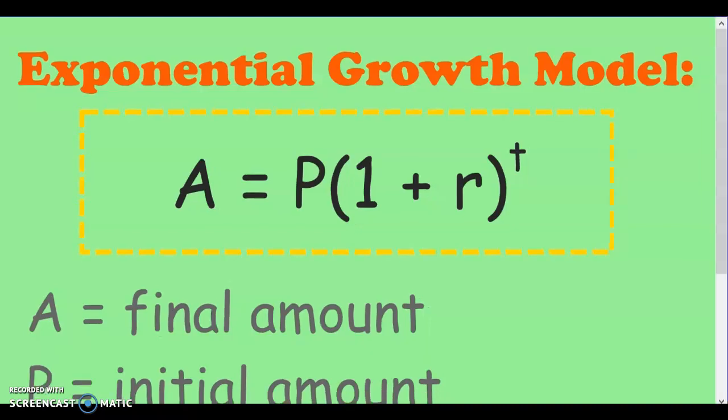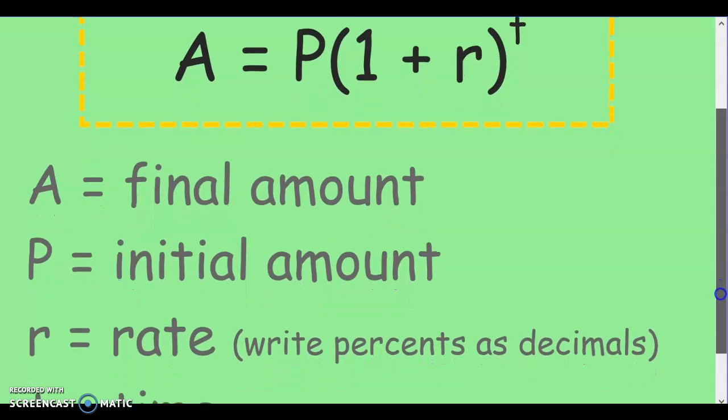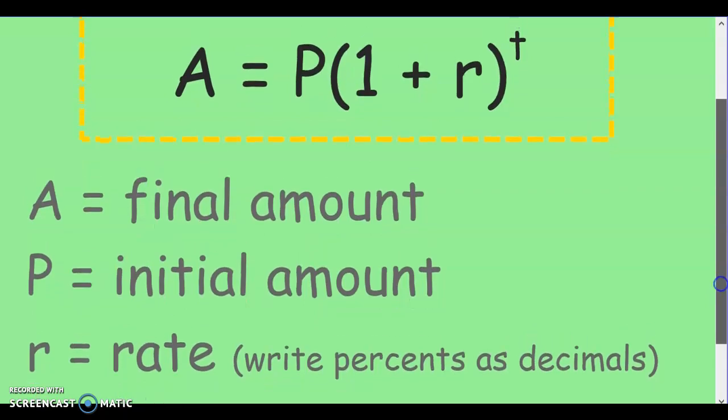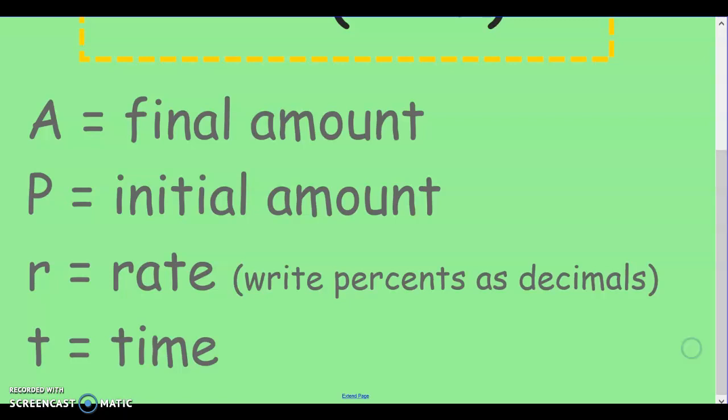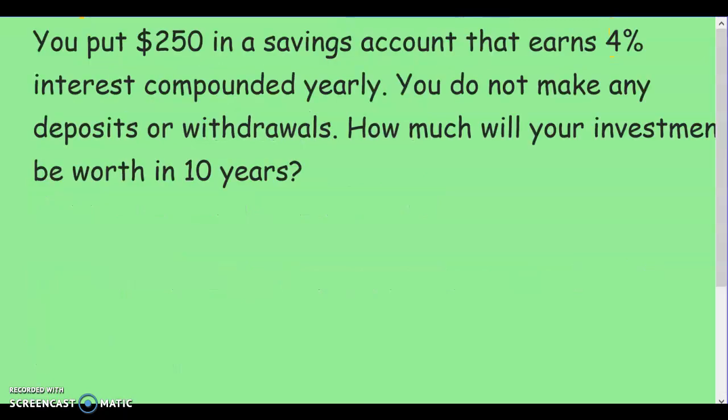So the formula A equals P times 1 plus R to the T, where A represents the final amount, P represents the initial amount, R represents the rate, write it as a percent, as a decimal, and T represents the time.